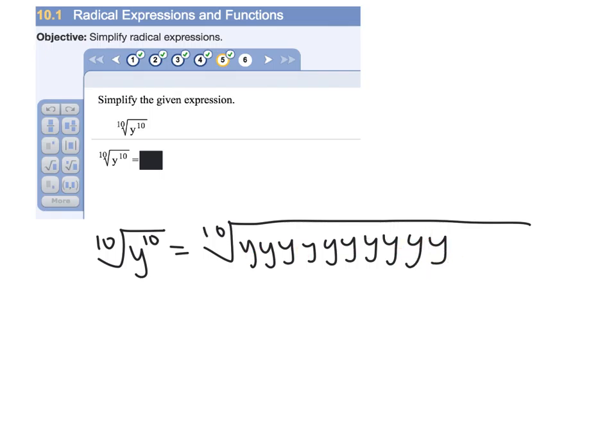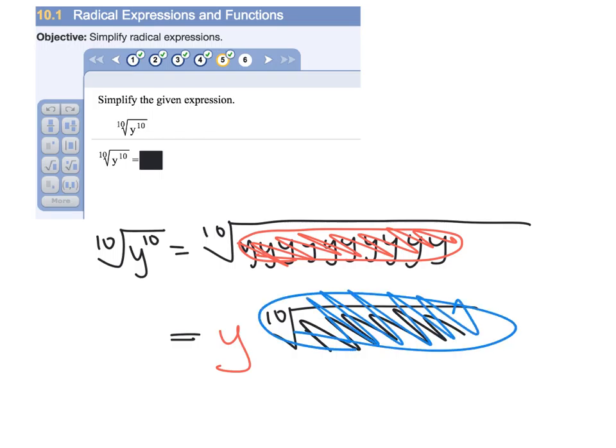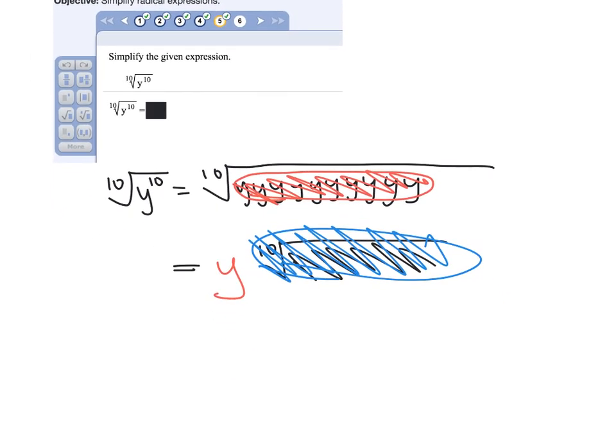And the special way of doing this is you say, well, since this is the 10th root, that's saying we need to circle 10 y's, cross them off, and write one y outside of the root notation. And what's left on the inside? In this case, nothing. Which means this junk right here is totally unneeded. We don't need it at all. And so the answer is just y.